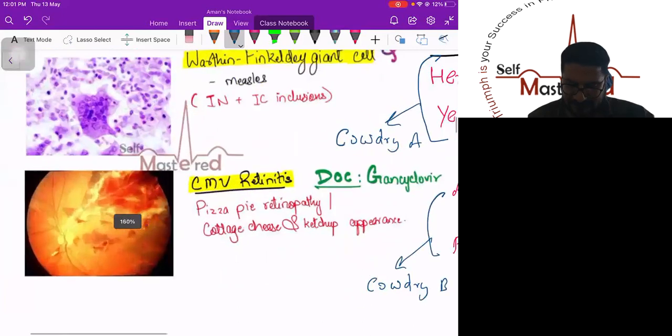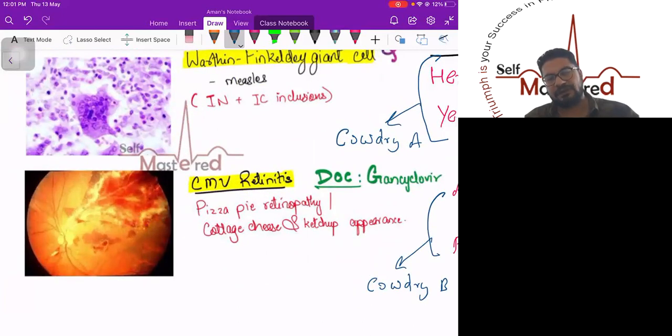Okay, so then you can see this is retinopathy that is caused by cytomegalovirus. You will see a cottage cheese appearance or ketchup appearance. The drug of choice that we use in CMV retinitis is ganciclovir. And this type of retinitis is generally seen in HIV patients or immunocompromised patients.